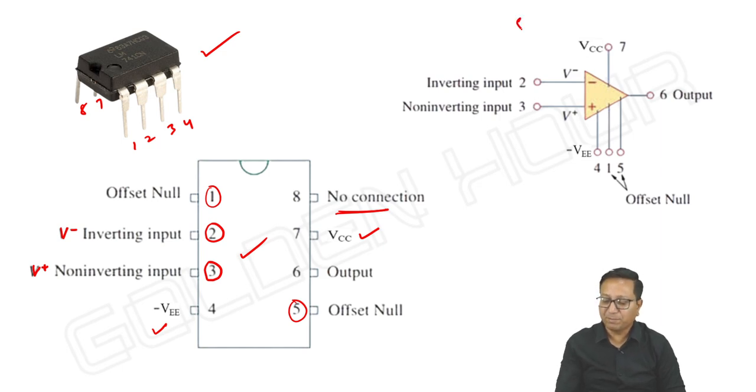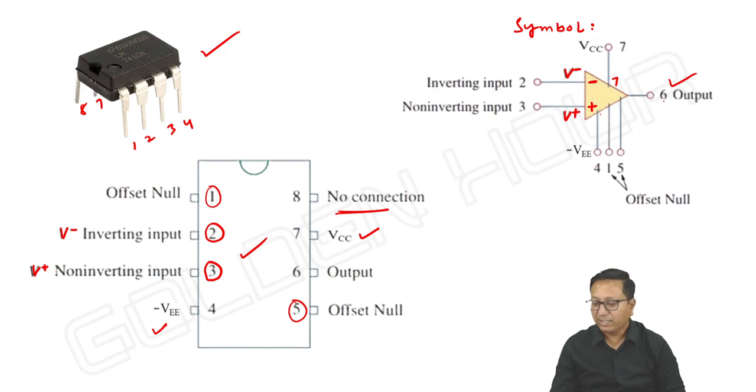Next, what about the symbol? The symbol of the operational amplifier is like this. The inverting terminal is denoted with a negative symbol and the voltage here is V minus, as I told, and the non-inverting terminal is denoted by a positive sign, and the voltage here is V plus. Pin number 6 is the output. Pin number 7 is VCC, and pin number 4 is minus VEE. Pins 1 and 5 are offset null.